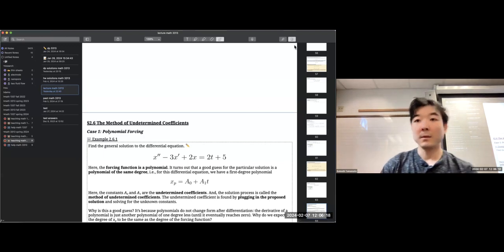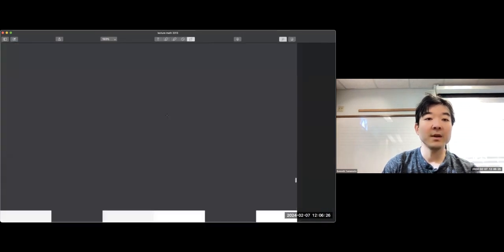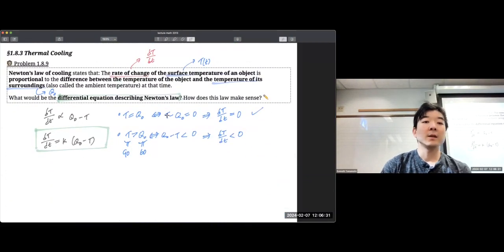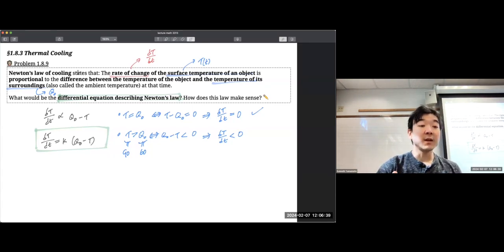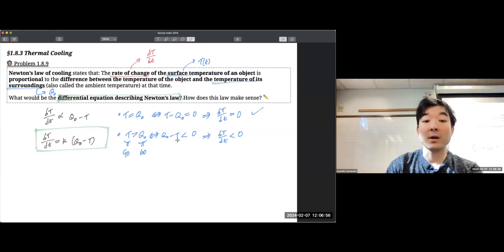Okay, so we'll try to finish thermal cooling and hopefully get into mixtures. So we set up the differential equation for Newton's law of cooling, and the idea was that if you have some object that's in a room that's not the same temperature, either colder or like your coffee is in an air-conditioned room, so your room is colder than the coffee, your coffee will cool down, but it's going to cool down at a rate that is proportional to how big the difference is between the coffee and the room. So it'll cool down faster in the freezer than it will cool down in an air-conditioned room.